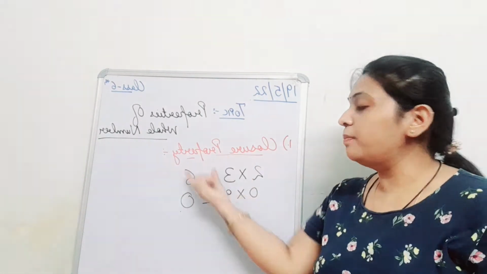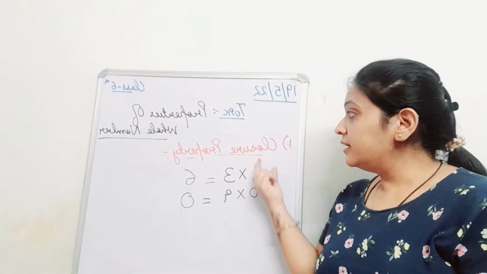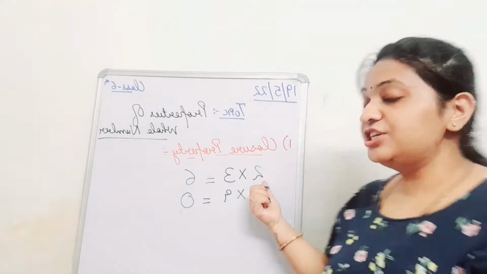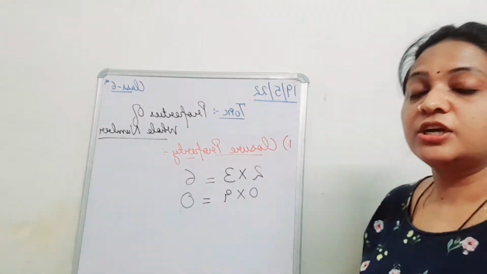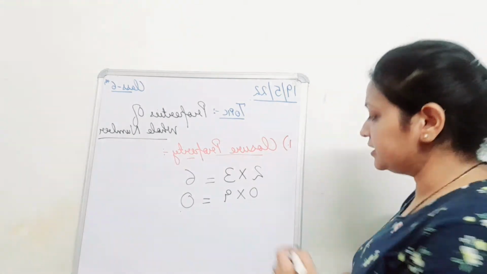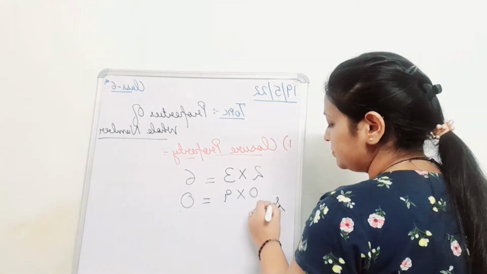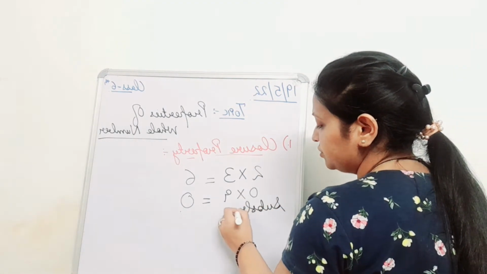I think this is understood to everybody. The closure property is satisfied for addition and multiplication. Let's check for subtraction.